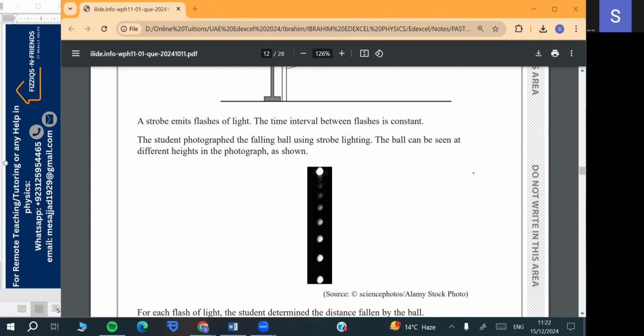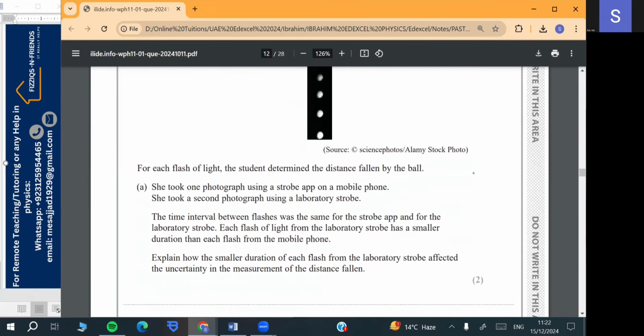Now coming back to the question. The question is, explain how the smaller duration of each flash from the laboratory strobe affected the uncertainty in the measurement of the distance fallen. So this is quite obvious. If your flash has a longer duration, it will create a blurred image. It means it is not a good image, or the location of the object will not be measured precisely, right? So what will you write here? You should say that the stroboscope should have a very small duration. So when it has a very small duration, what will happen?